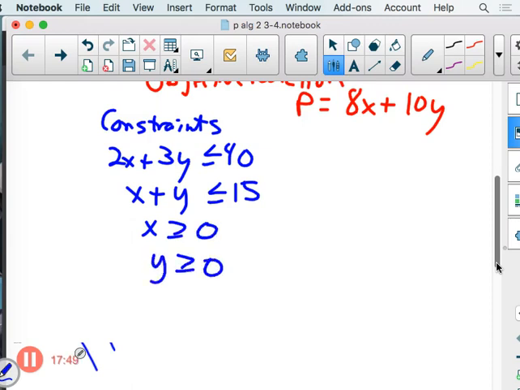Because it's real rare. In fact, it'd be silly to go in and say, I'd like to buy 0 cherry tomato plants. That doesn't make any sense. So we know it has to be greater than or equal to 0. Now, we want this graphed.